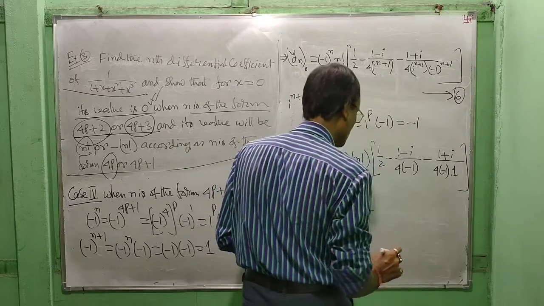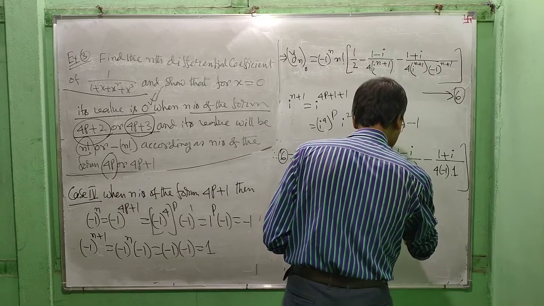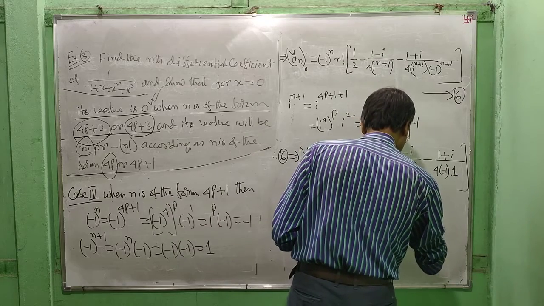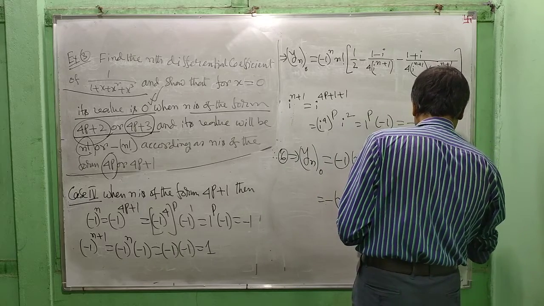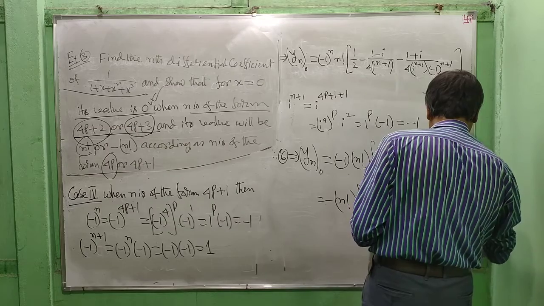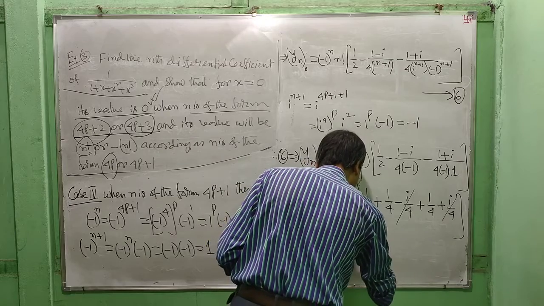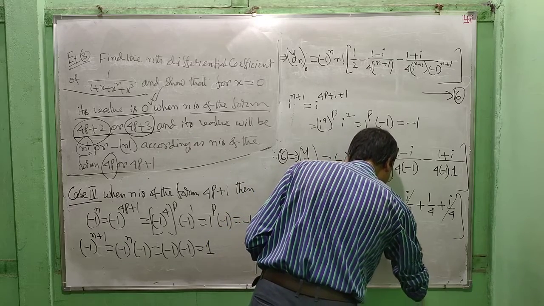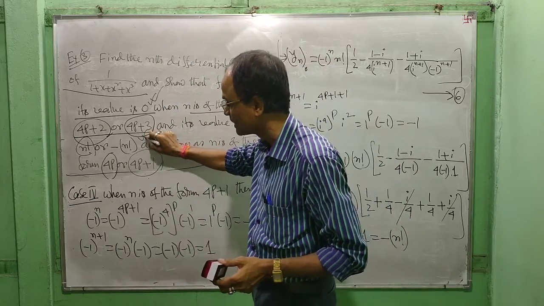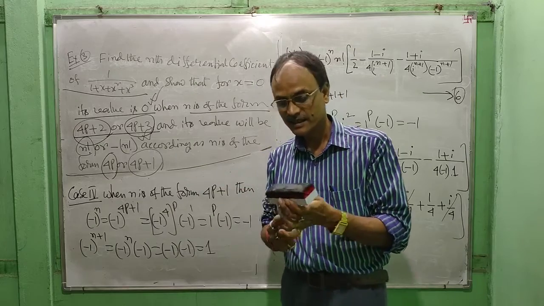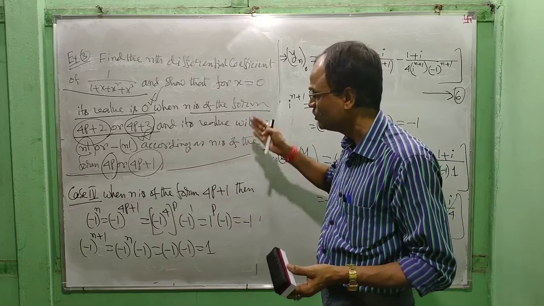This is equal to minus factorial n, 1 by 2 plus 1 by 4 minus i by 4, plus 1 by 4 plus i by 4. These two terms will be cancelled. This is equal to minus factorial n into 1, which is minus factorial n. When n is of the form 4p plus 1, the result is minus factorial n. You see, all the conditions have been discussed and have been proved also.